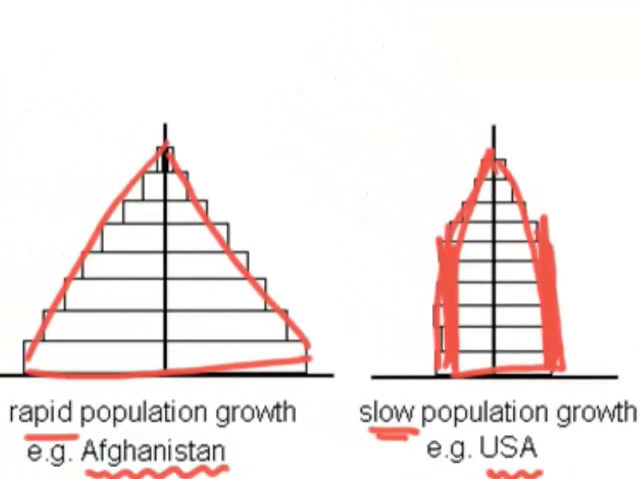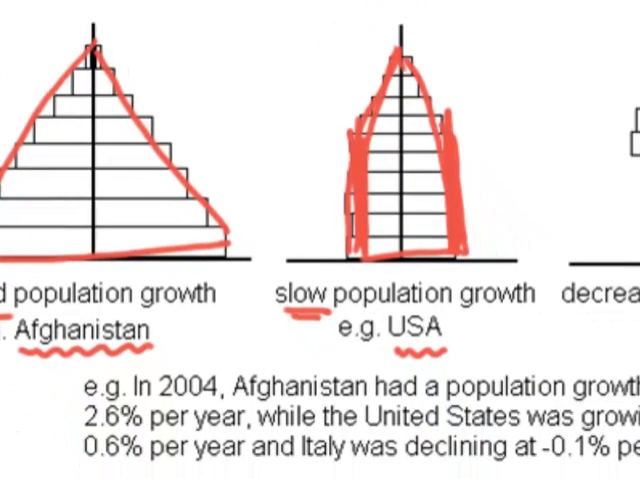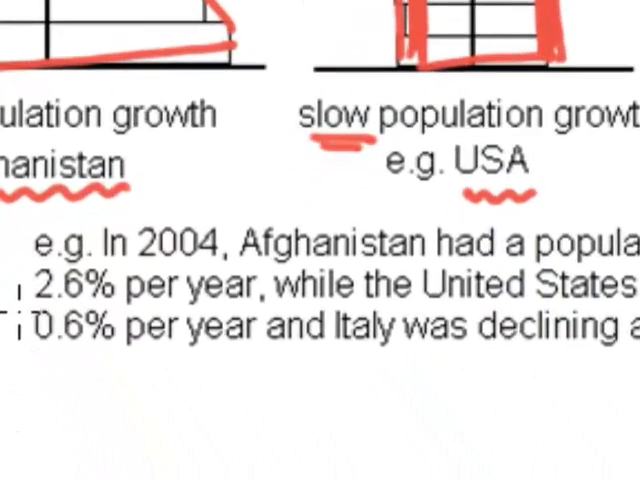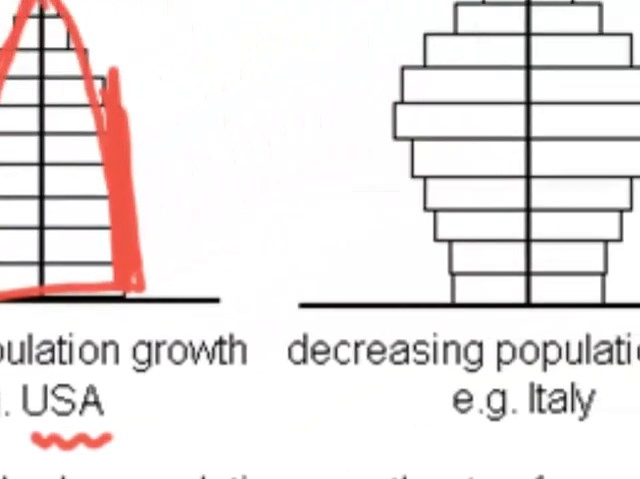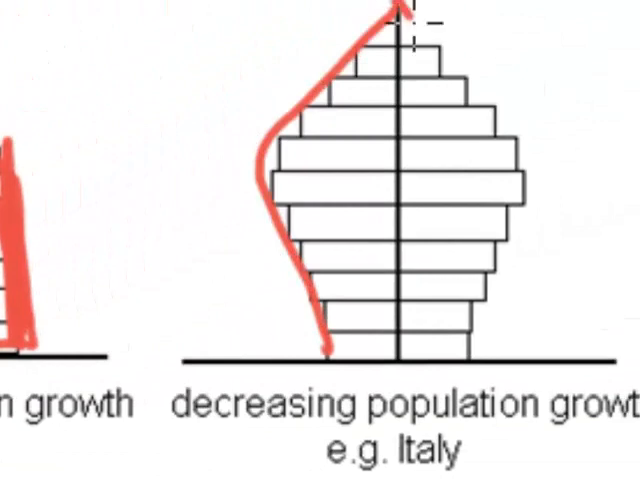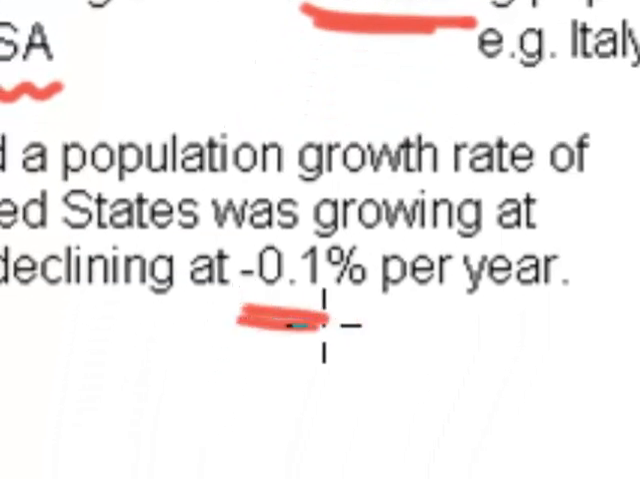And we see that in 2004, Afghanistan had a population growth rate of 2.6 per year, while the United States was growing at only 0.6 per year. Italy, on the other hand, had a declining or decreasing population growth rate, minus 0.1% per year.